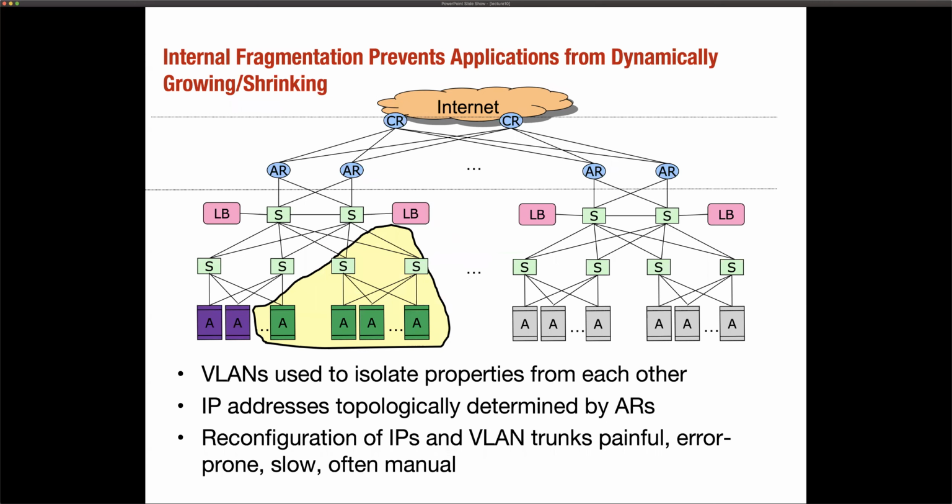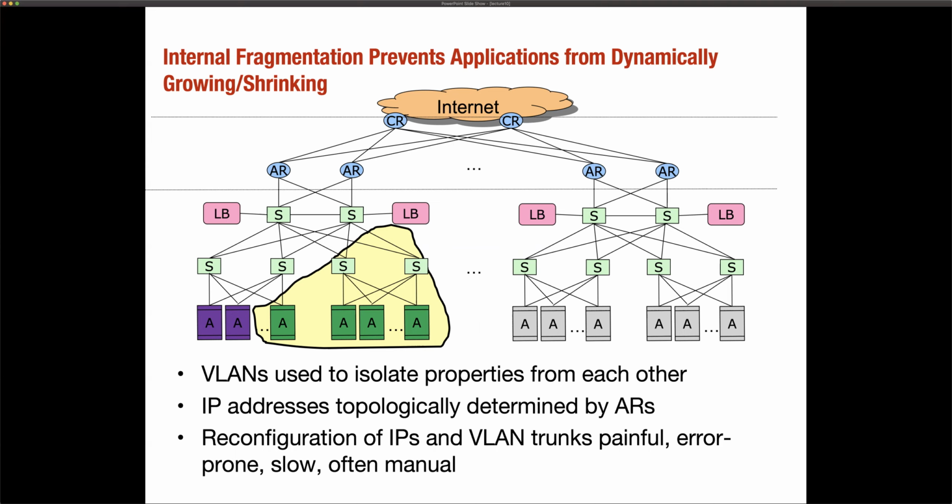The first problem is this internal fragmentation, which is preventing applications from dynamically growing or shrinking. As we discussed earlier, this is very critical for the agility that we require in data center networks, where applications should have a single fungible pool of resource abstraction. This means they can use whichever server they want in the data center network for their applications. If I want to use any server in this type of network, there are going to be challenges, and that is creating the internal fragmentation, which prevents applications from dynamically growing or shrinking.